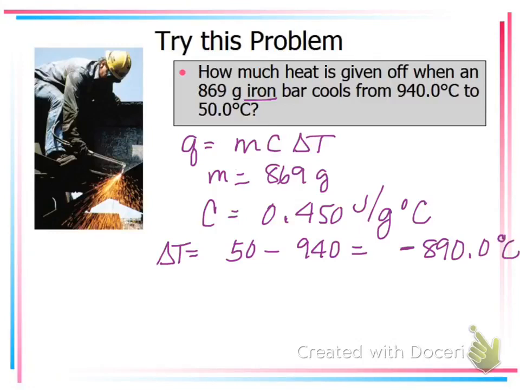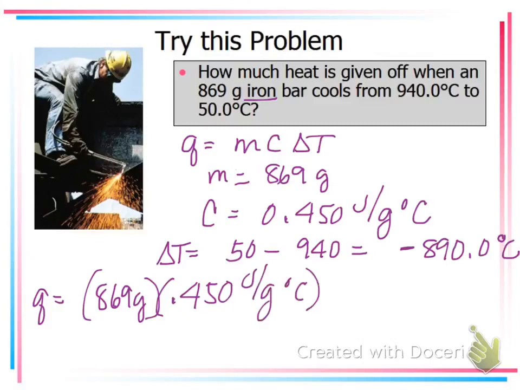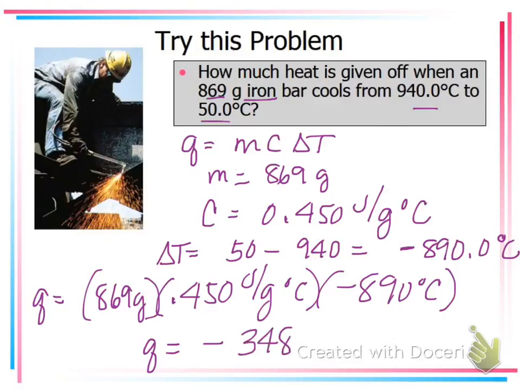Is that right? Yes. So now it's plug and chug. 869 grams, times 0.45 joules per gram degree C, times negative 890 degrees C. So Q is going to be equal to a negative, we need 3 significant figures, 333. All of these have 3. I think it's 348,000. Yes. Is that what y'all got? And that is joules is my answer.